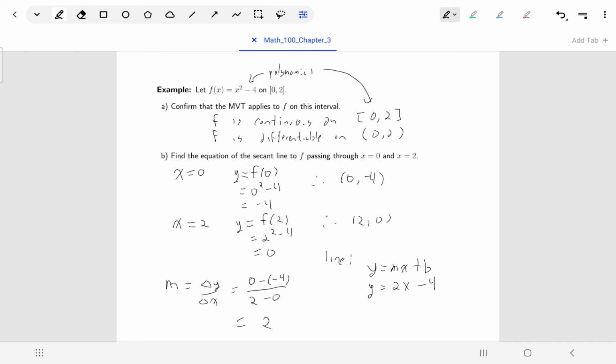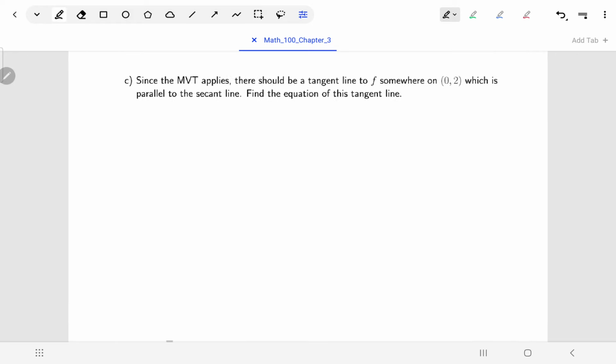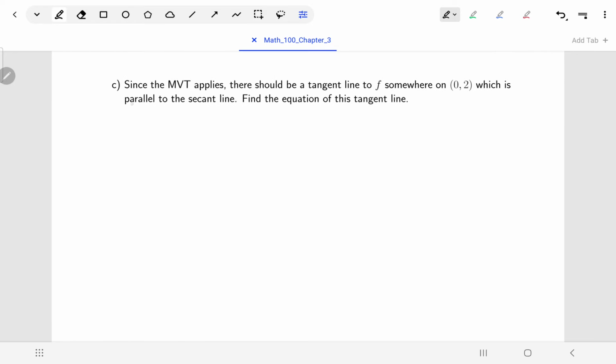Okay, so follow-up. We said the mean value theorem applies, so somewhere between 0 and 2 there should be a parallel tangent line. So let's find the tangent line that's parallel. Finding the slope of a tangent line is the same as finding the derivative, so let's get our derivative going first. Our function was x squared minus 4, and the derivative there is 2x.